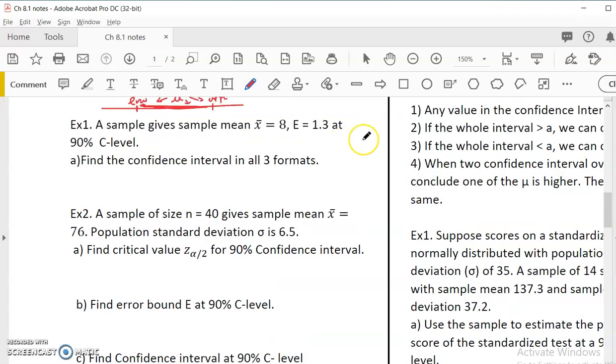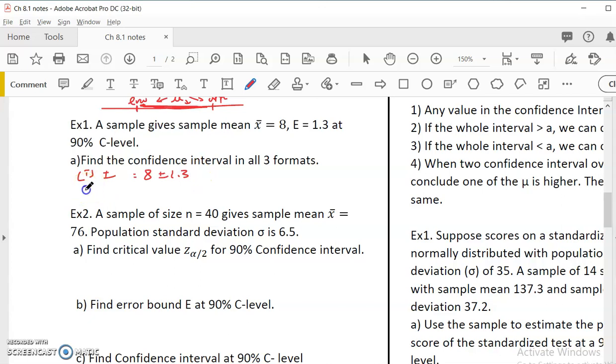So the first one is a really easy one. It says no sigma or anything. It just says that you have a sample and someone has calculated the margin of error at 1.3. So please find the confidence interval. Well, the first is the plus and minus format, right? So you would say x bar is 8, so this is 8 plus and minus 1.3.